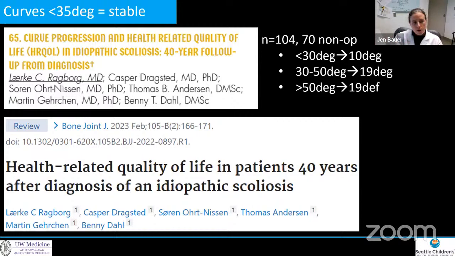But now, unfortunately, we have some newer studies that are much longer out, 40 years down the line, that show us even curves that are as small as 30 degrees, unfortunately, continue to progress as well. Not a lot, but there are some that over the course of 40 years progress 20 degrees on average, even at just 30, 35 degrees. So that is certainly concerning. And we also know that the health-related quality of life scores may be lower than we think at these points 40 years later. So what else can we do besides bracing?